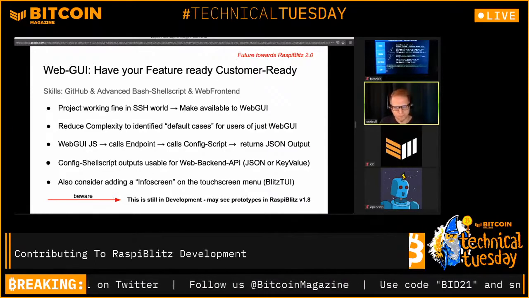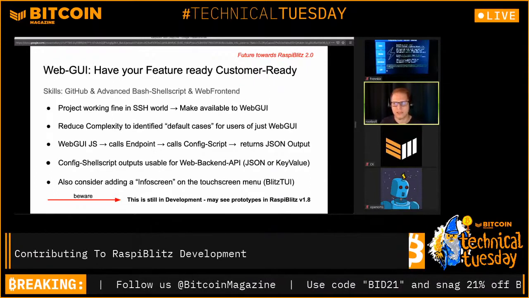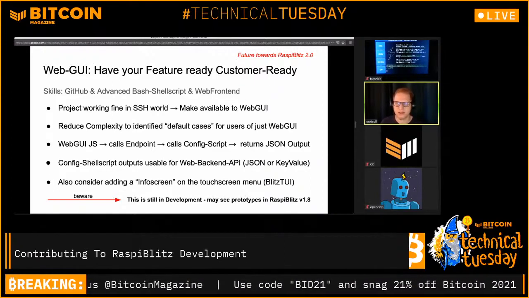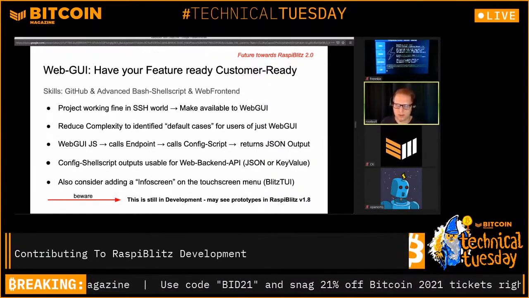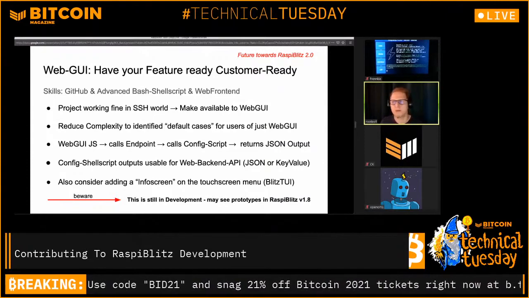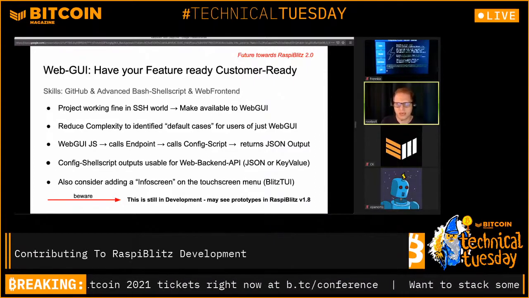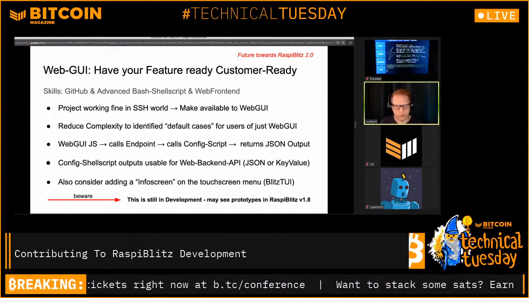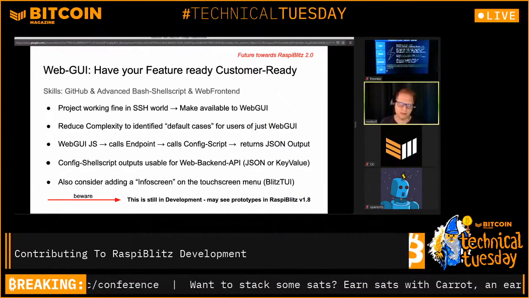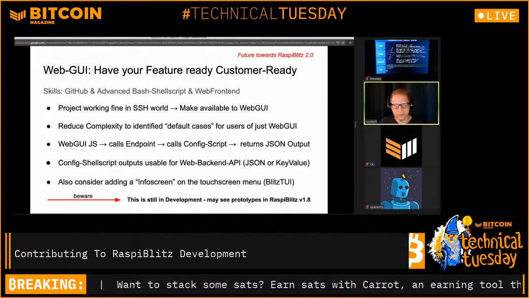The idea is that features emerge through all those levels, and we see people really love it on the SSH level to have this feature around. We will also try to get it into the web GUI, of course. So if it's working fine in the SSH world, we want to make it available in the web GUI. The idea is to reduce complexity.